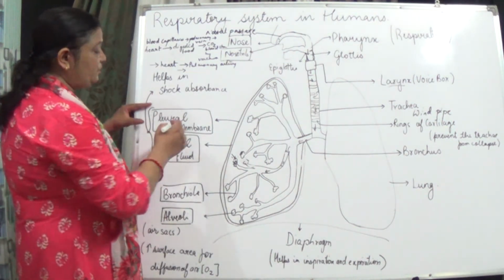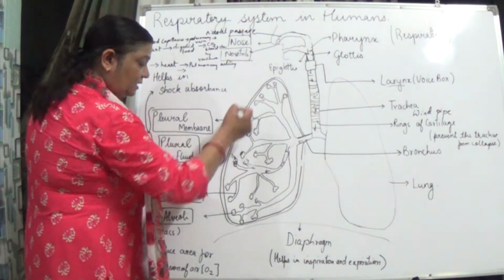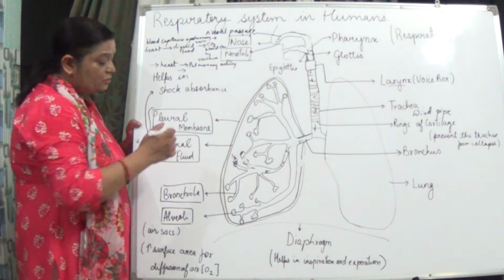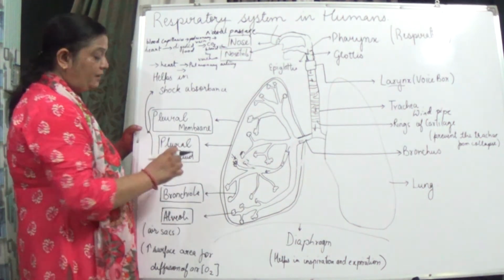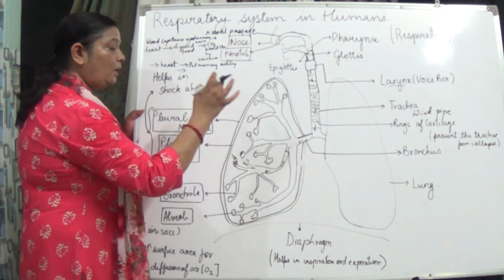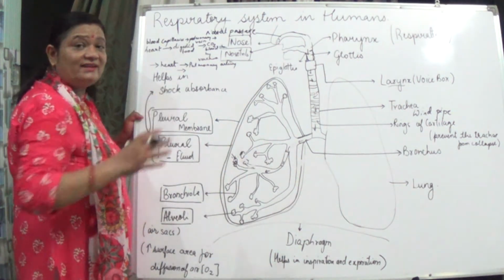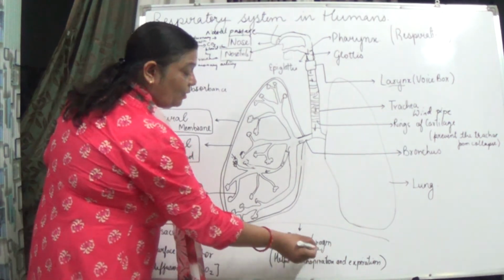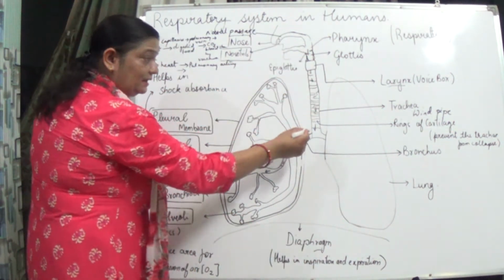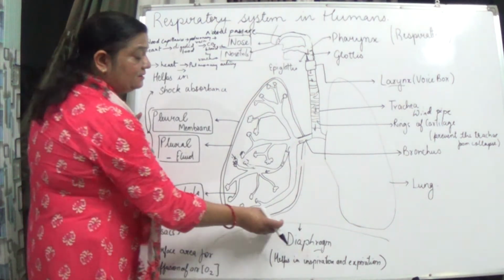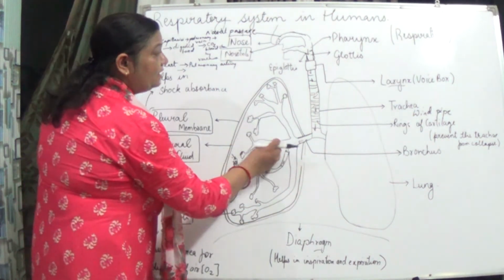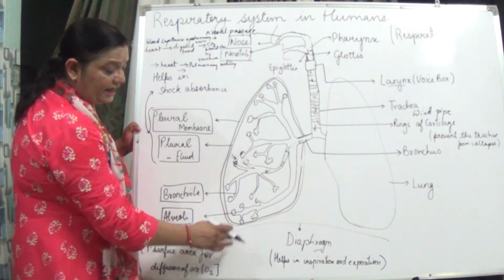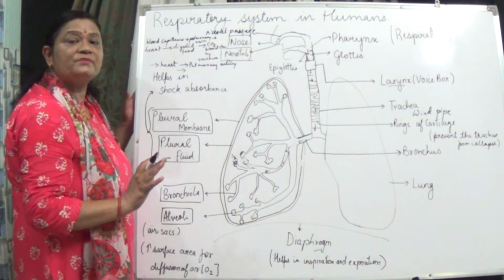Now, what is this pleural membrane? This pleural membrane covers the whole lungs, and between this, what is present? The pleural fluid. What is the function of this pleural fluid? It supports the lungs. Whenever there is a shock, it protects from the shock. Now another structure, the diaphragm. When you are inspiring air, taking in air, this diaphragm contracts, and when you are giving out air, it relaxes. So this helps in inspiration and expiration.